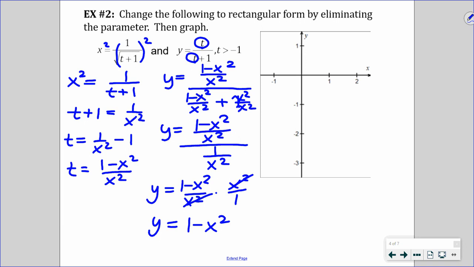We'll go back to our parent function, which is x squared, which is a parabola. This one is flipped over the x-axis and shifted up 1. And I could also write this as negative x squared plus 1. So basically, it's just a parabola that opens down and is shifted up 1.